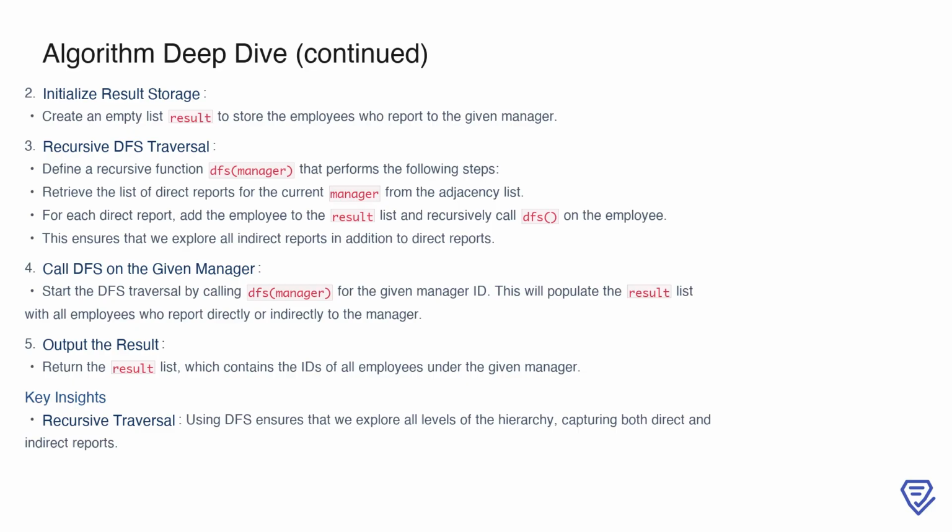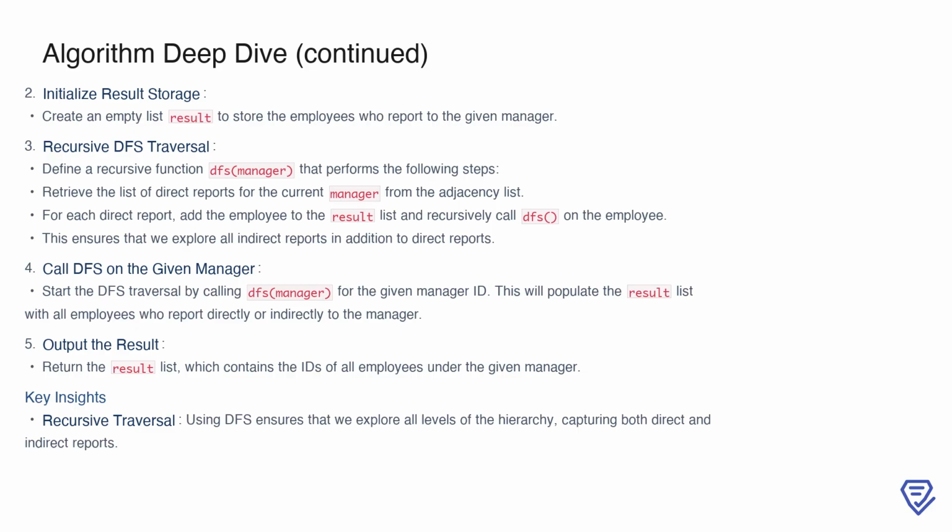Once we have the adjacency list, we'll prepare to store the results. An empty list, result, will be used to keep track of employees who report to the given manager, whether directly or indirectly. The next step is to define a recursive DFS function, which will traverse the reporting hierarchy. This function, DFS manager, will retrieve the list of direct reports for the current manager from the adjacency list.